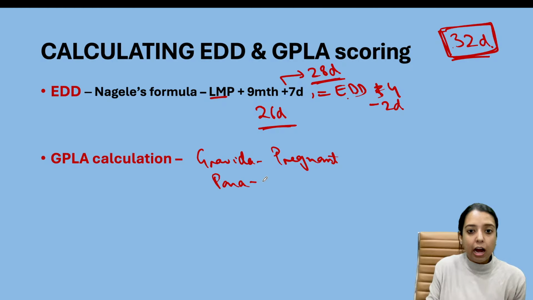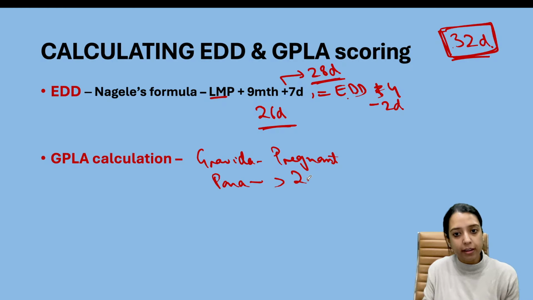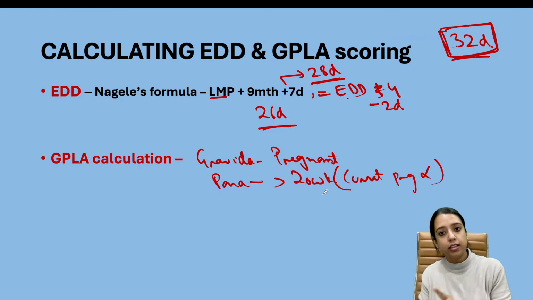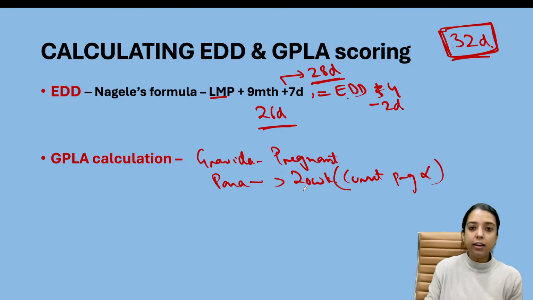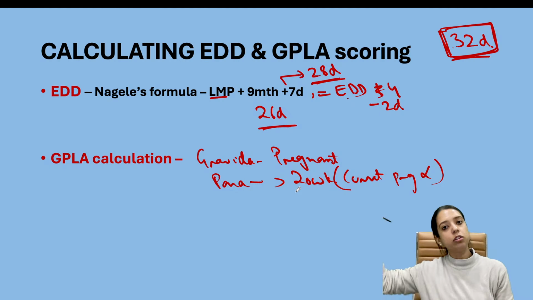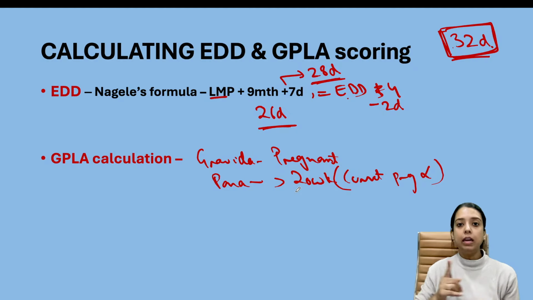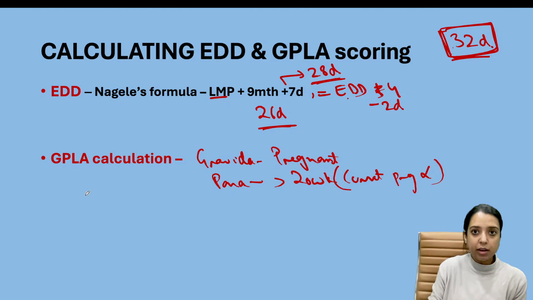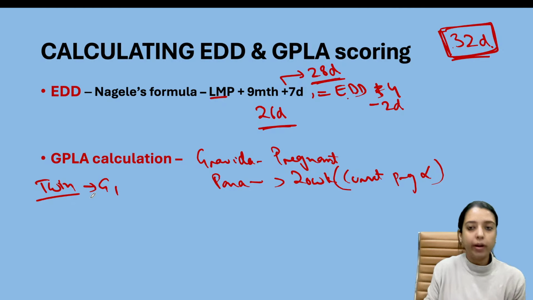Para is how many times her pregnancy has crossed 20 weeks. Current pregnancy is not included. Abortions are not included in para. Everything that crossed 20 weeks counts. Even if it went into an IUD after 20 weeks, if it has crossed viability, that is counted in para. Gravida means how many times she has been pregnant. Okay? The third thing I want you to tell is twins. If anybody had twins, she was pregnant one time, so you will call her gravida 1.